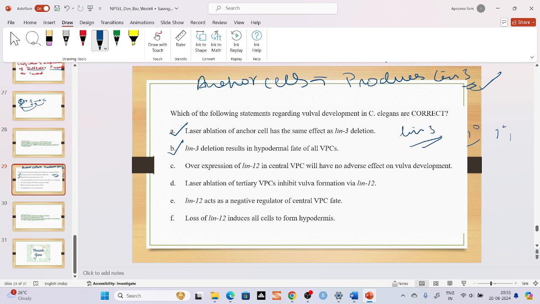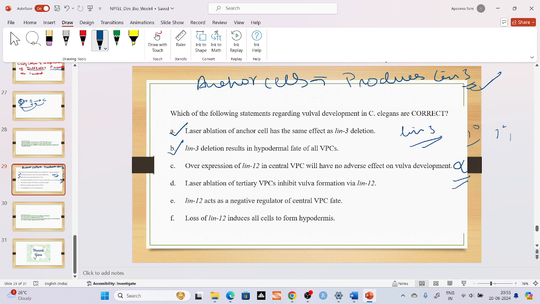Second is, overexpression of lin 12 in central VPC will have no adverse effect on vulva development. Is it true or false? It is a false statement. Why? Because lin 12 is responsible for lateral inhibition. What does it mean? That lin 12 ensures that only one VPC adopts the primary fate, while others adopt the secondary or tertiary fate.